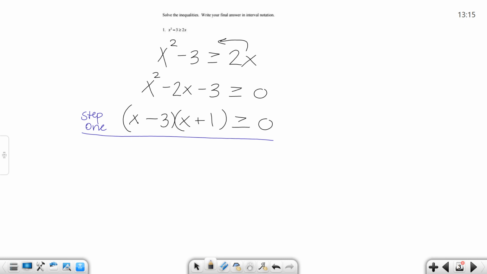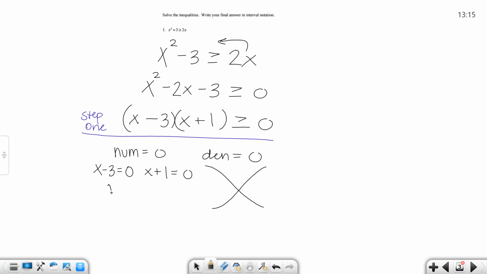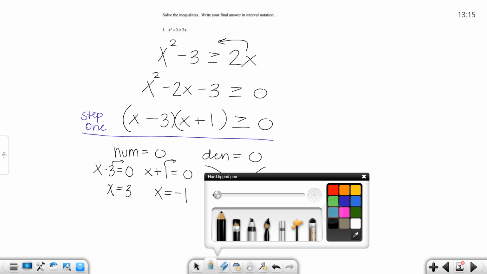Step 2 says find the zeros of the numerator and denominator. So in other words, we're going to set our numerator equal to 0, and we're going to set our denominator equal to 0. There's no denominator, so I don't have to worry about that here. So the numerator has an x minus 3. I'll set that to 0. The other factor is x plus 1. I'll set that to 0. When I solve this one out, move the 3 over, I would get x equals positive 3, and move the 1 over, and I would get x equals negative 1. Now those are my zeros.